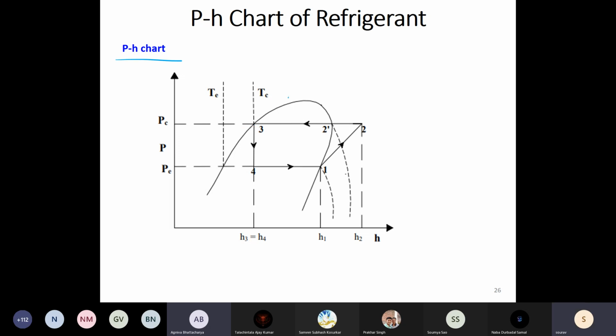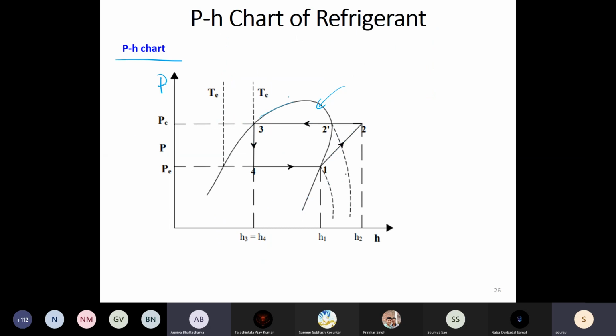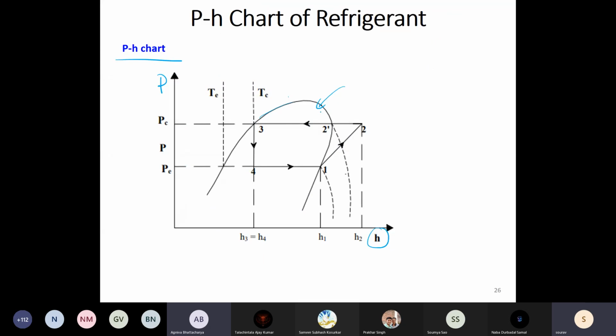Okay, do not confuse this dome shape with the shape for the type 3. Okay, this shape is obtained on a TS diagram. Okay, this is obtained on a pH chart. So even this type 2 will change to this shape. So what is the advantage of shifting to the pH diagram?